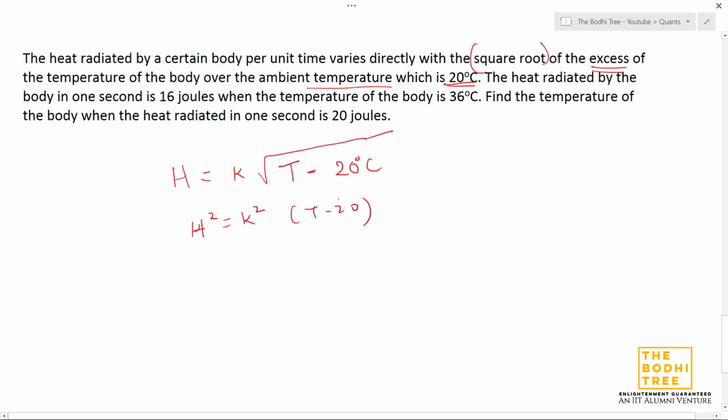Let's see what they have said in the next statement. The heat radiated by the body in 1 second is 16 joules, okay.